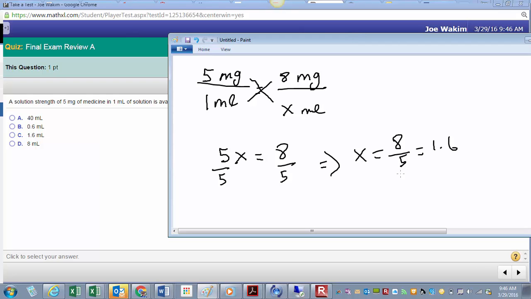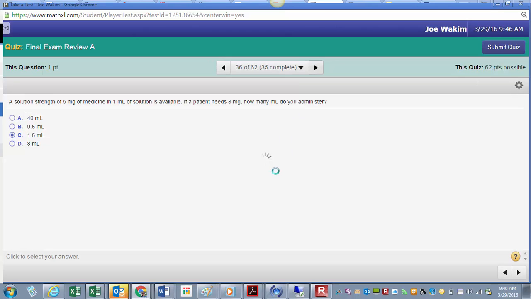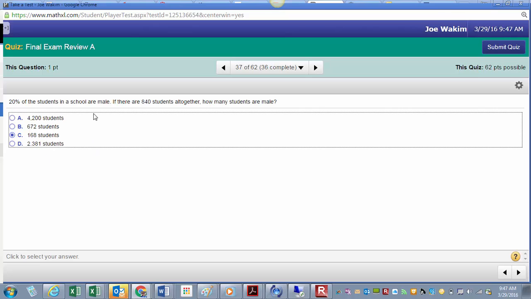Let's try number 37. 20% of the students in a school are male. If there are 840 students altogether, how many students are male? So 20% of 840 would be 0.2 times 840. So 2 times 4, 8, 2 times 8, 16. Is it 164 or 160? Let me see. 168. So all you have to do is multiply 20% times 840 or 0.2 times 840. So the point and the 0 will cancel. 2 times 4, 8. 2 times 8, 16. 168.